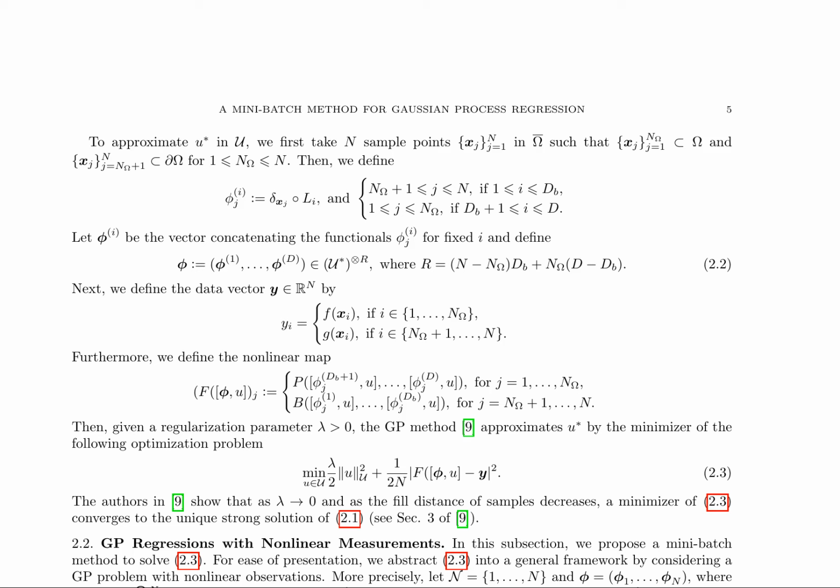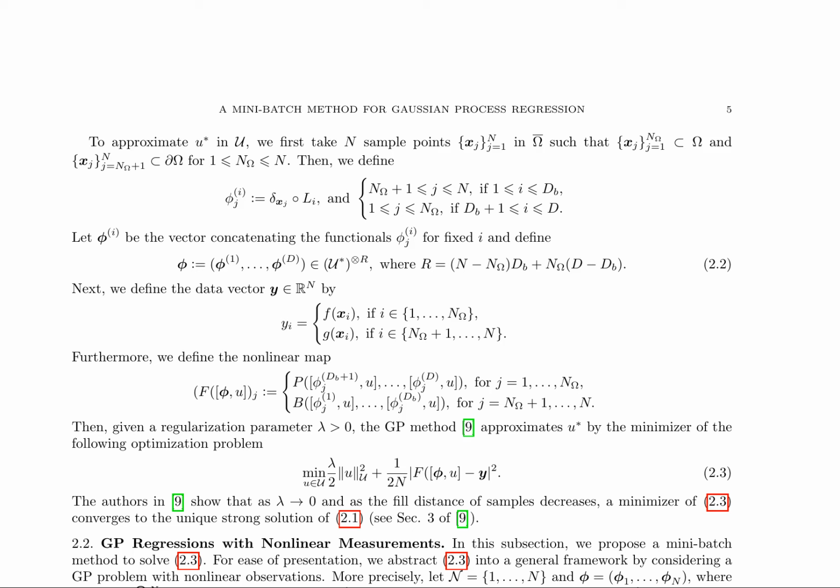measurements. The paper presents a minibatch method for Gaussian process regression, an approximation technique used in solving partial differential equations, PDEs. It begins by defining the data vector y and the nonlinear map f, then formulating the optimization problem to approximate the solution of the PDE. The authors also discuss how the minimizer of this optimization problem converges to the unique strong solution of the PDE as the regularization parameter lambda tends to 0 and the fill distance of samples decreases.